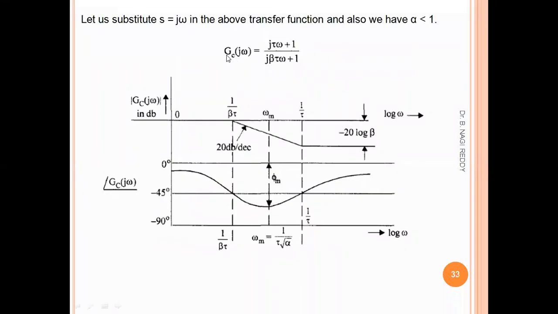Then we will get the transfer function in frequency domain as GC of j omega is equal to j tau omega plus 1, because here the S is replaced with j omega. So in the place of tau S, we have written j tau omega. In the denominator, j beta tau omega plus 1. So this is the required transfer function to analyze the stability of the lag compensator in frequency domain analysis.